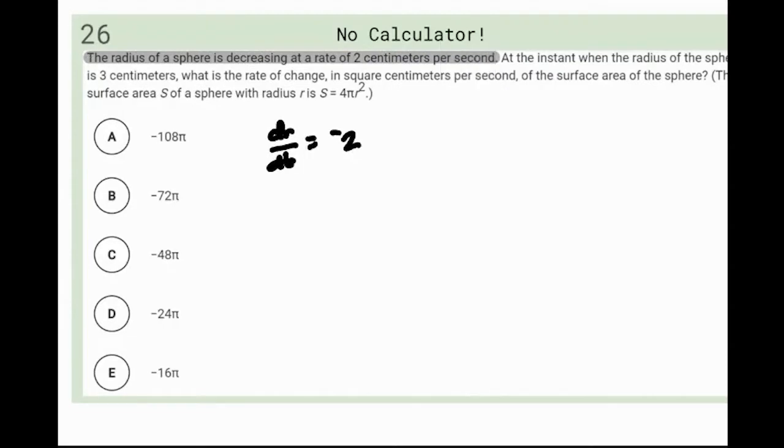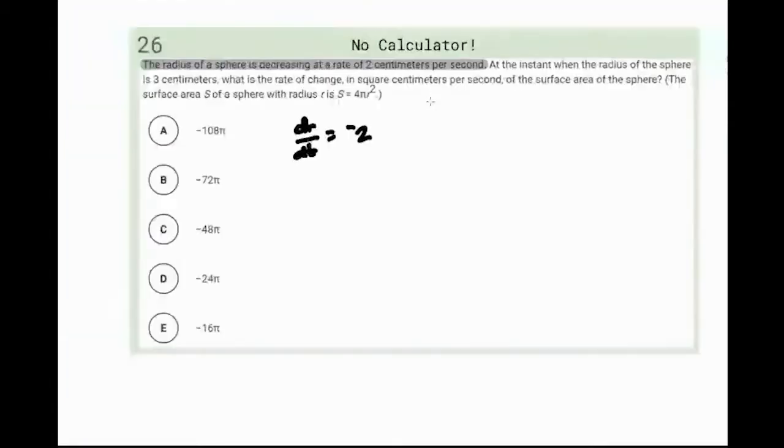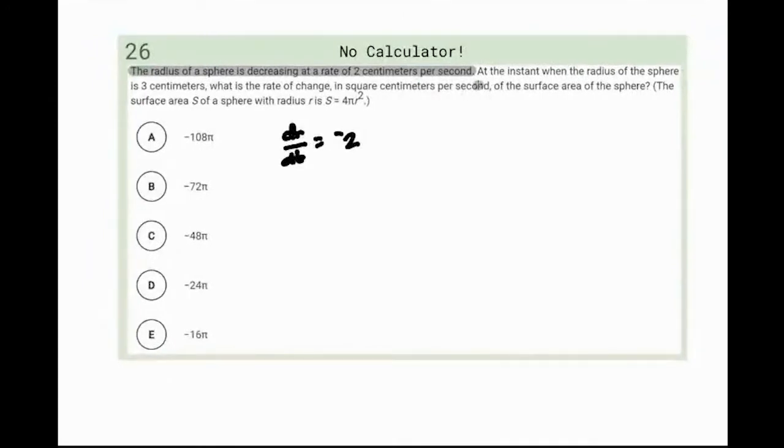Now it's good to translate this because we're going to eventually use derivative notation. If we have everything in the calculus notation right away, it just makes it easier for later on. The next thing it says, at the instance when the radius is 3 centimeters. I'm going to write that down. We're going radius is equal to 3 centimeters. If you notice, I wrote r instead of dr over dt. This is the rate of the radius. This is just the radius, period. One's the rate. One's just the regular value.